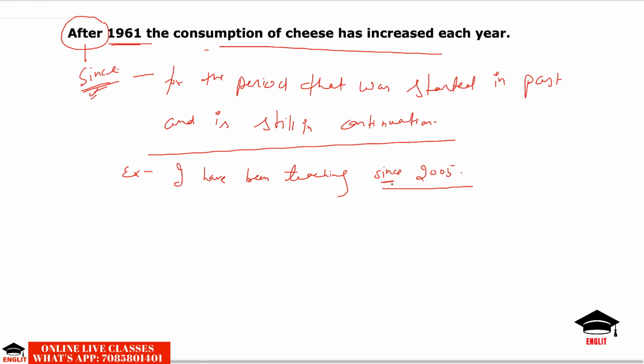For is used when we are talking about period of time and here we are talking about point of time. This 1961 is point of time. So for the period we can say for, and for the point of time we use since: from the point of time that started in past and we are still doing the same thing.